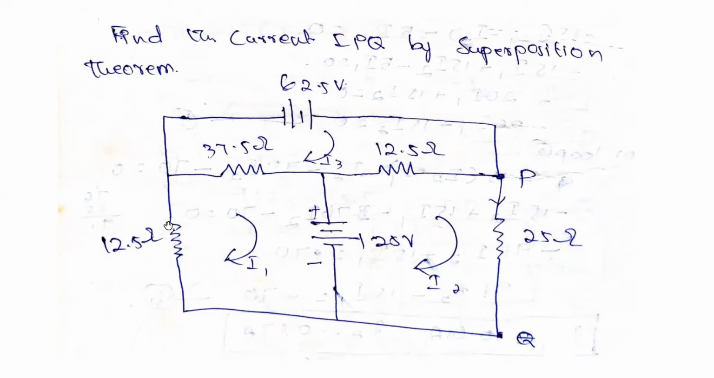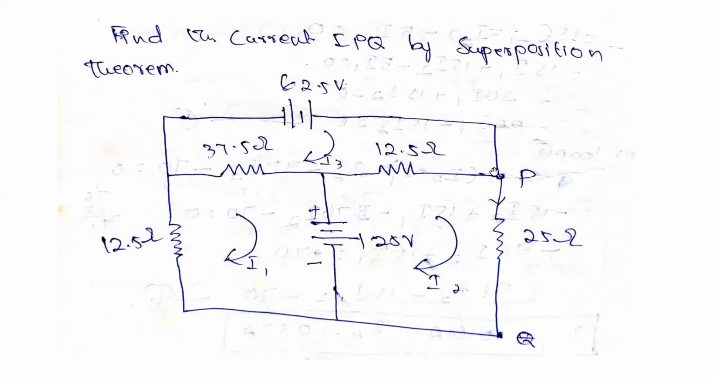The resistances given here are 12.5 ohms, 25 ohms, 37.5 ohms, and 12.5 ohms. By seeing this clearly, you can understand there are three loops available: one, two, and three loops. The current I am taking in this direction, that is, the clockwise direction. So we take the loop currents as I1 here, I2 here, I3 here.